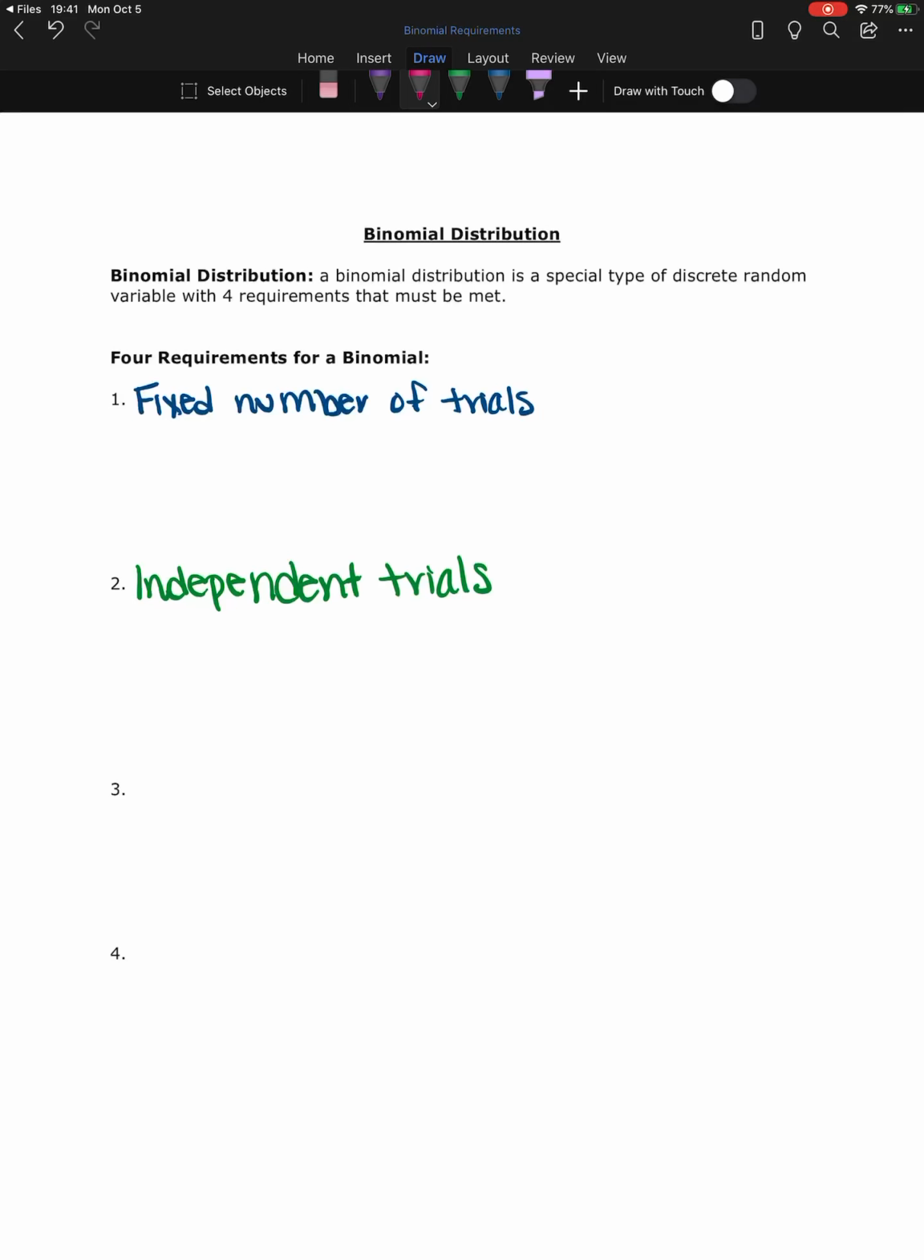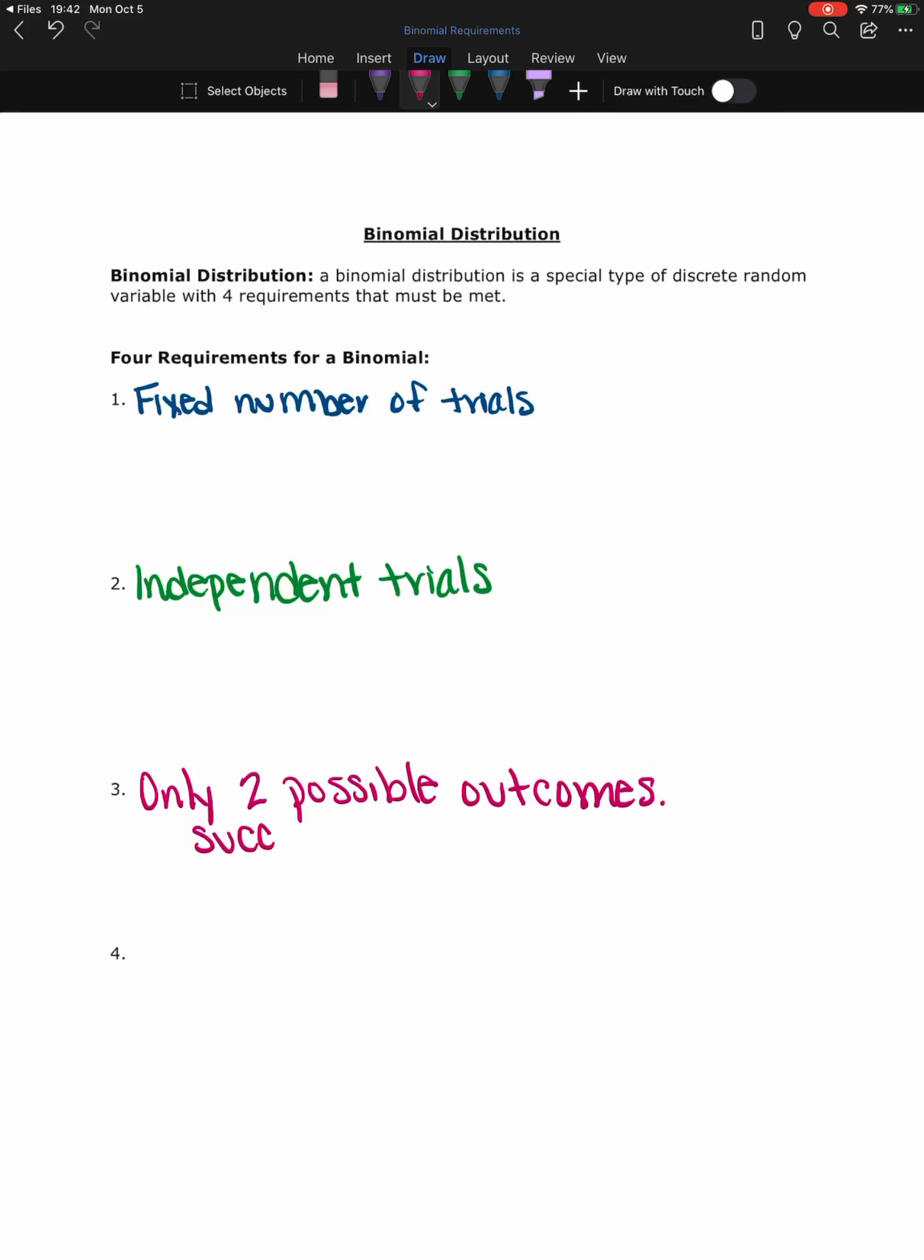The third thing we need to have for a binomial is only 2 possible outcomes. So my previous example of rolling a die doesn't necessarily work because there are 6 possible outcomes when we roll a die. Flipping a coin, however, does work because there are only 2 possible outcomes. You can have heads or you can have tails.